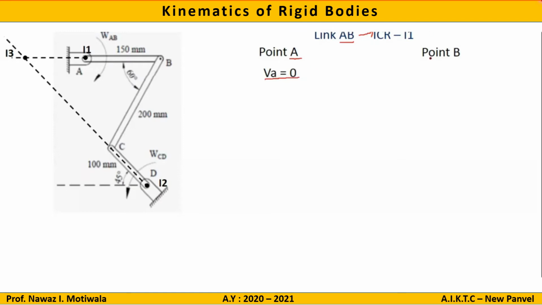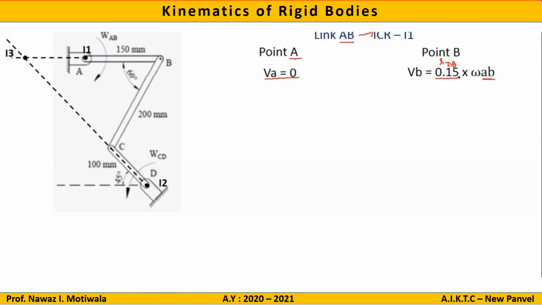For VB, I will write the equation VB is equal to R I1B. Why I1B? Because the ICR is I1 and I want the distance from I1 to that particular point. So I will write R I1B multiplied by omega AB, because I am finding link AB, and the R I1B value is given to us as 0.15, hence I have substituted it. Be careful while substituting the distance, you always need to take it in meters.